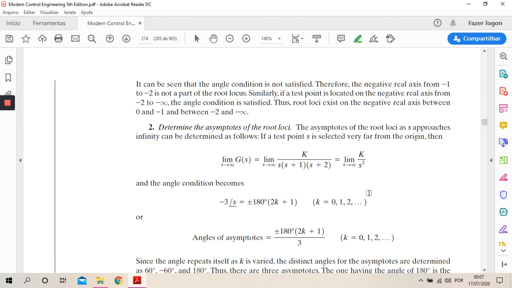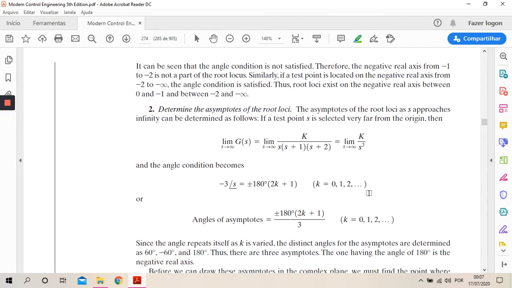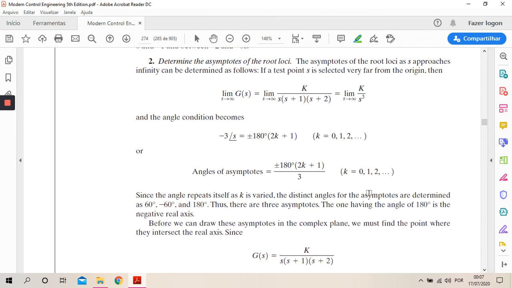The asymptotes of the root loci as s approaches infinity can be determined as follows. If a test point s is selected very far from the origin, then the limit of G of s when s approaches infinity is equal to the limit, as s approaches infinity, of k divided by s times s plus 1 times s plus 2, which is the limit of k divided by s cubed when s approaches infinity.